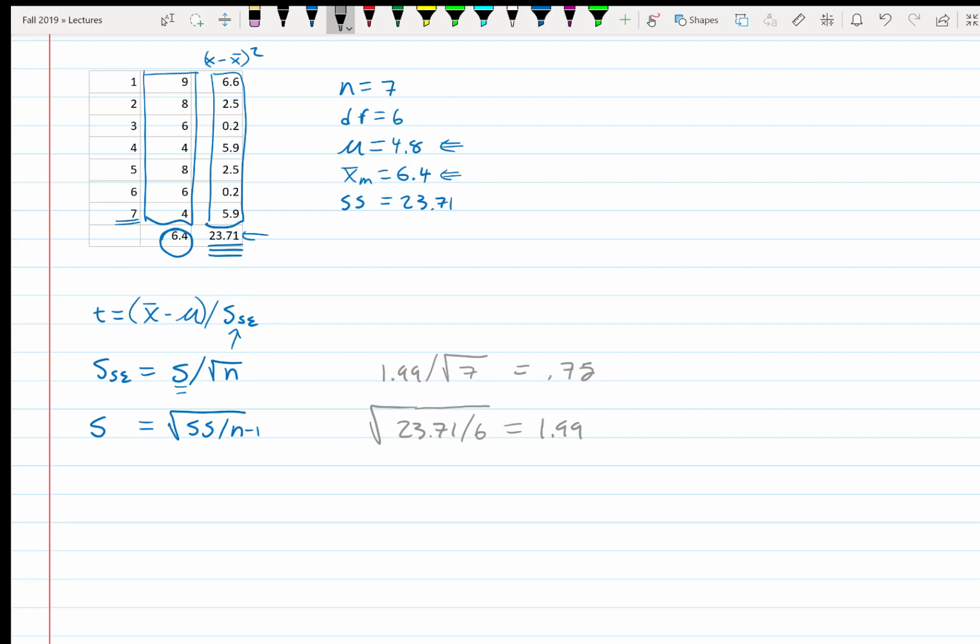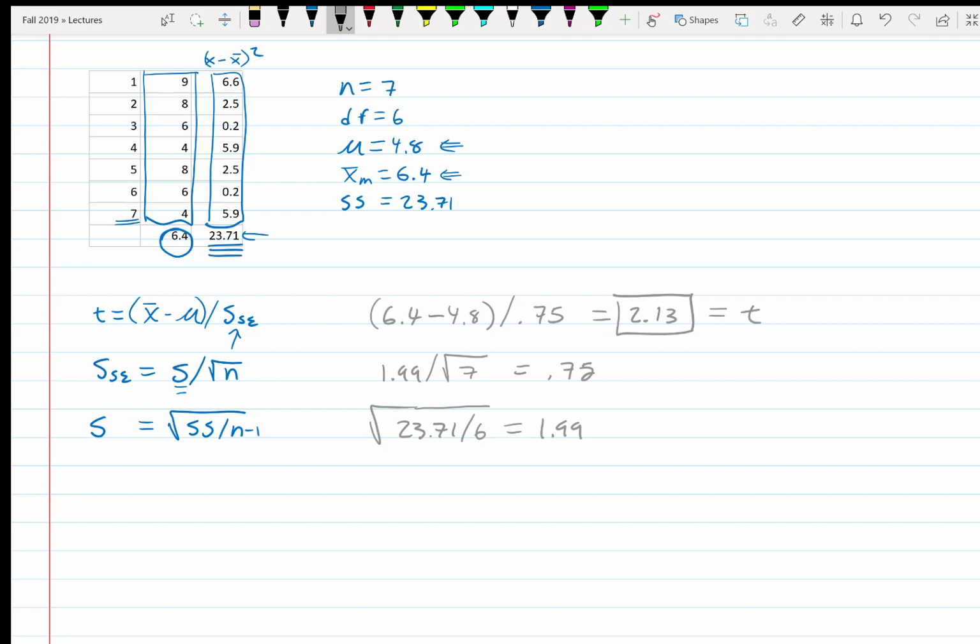So we now have our standard error, and we can go ahead and solve the problem. We have 6.4 minus 4.8 divided by 0.75. We do that little bit of math over there, and that's going to give us 2.12, or 2.13 if you're rounding it out properly. So that is our value for t.